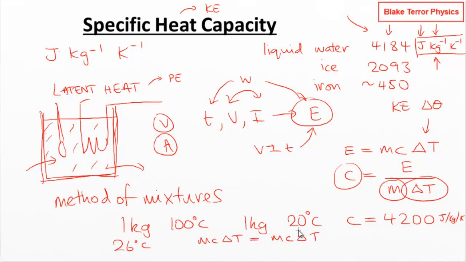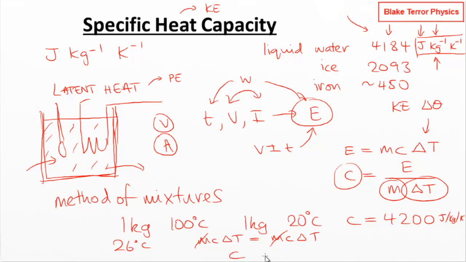We're transferring energy from the hot metal to the cooler water, but that energy transfer has got to be the same. So we've got 1 kilogram of each thing, so we can ignore the m's because they're just going to be 1, and then we can say, well, the temperature change for the water is 6 degrees Kelvin. For the metal, it's dropped by, what's that, 74.